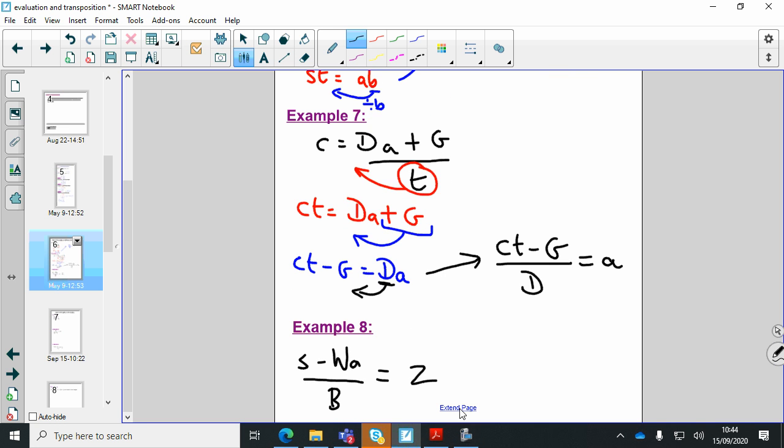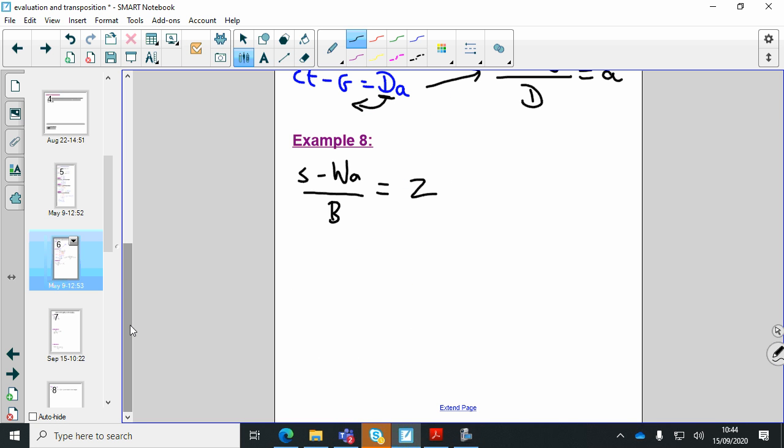And final example, S minus WA over B equals Z. We're making A the subject again. Okay, so first thing we're going to do, we're going to get rid of that B. We're going to get rid of that fraction. So the B, because it's dividing this side, it's going to come up there and multiply the Z. It doesn't matter if you write BZ or ZB.